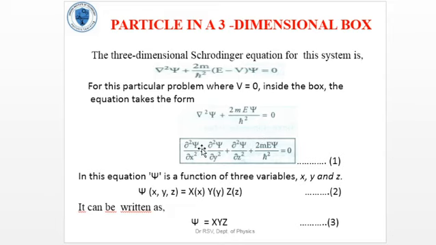Del squared psi is ∂²ψ/∂x² plus ∂²ψ/∂y² plus ∂²ψ/∂z² plus 2mE psi by h cross squared equal to 0. In this equation, psi is a function of three variables x, y and z. So this can be rewritten as psi is equal to X(x) Y(y) Z(z).